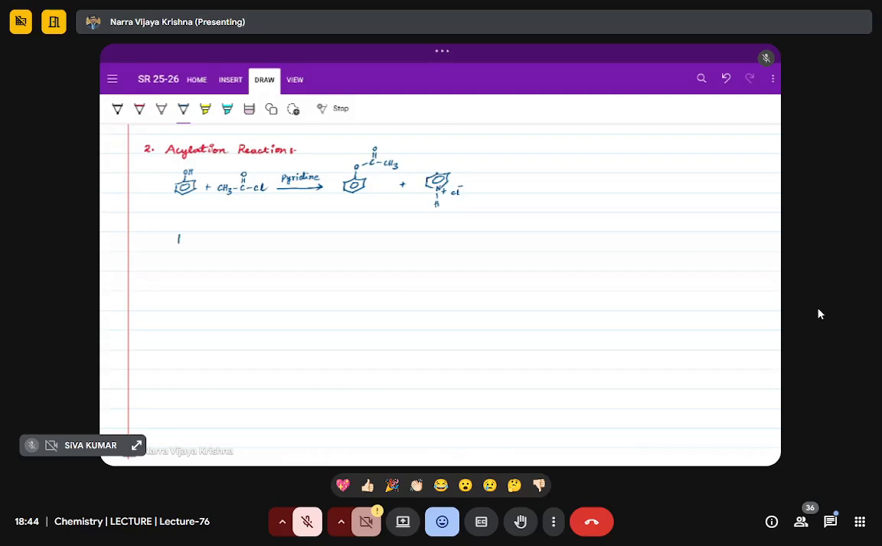Now, same phenol with benzoyl chloride, means PhCOCl, in presence of NaOH. Now tell the product. Again, from this Cl, HCl is lost. That HCl will react with NaOH to form NaCl plus H2O. So the product will be, on benzene, you will have O, CO, phenyl. What do we call it? Phenyl benzoate.